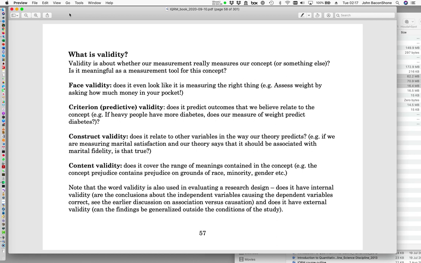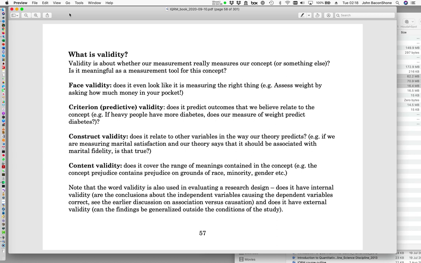The last one we're going to consider is content validity. So this is rather different. This is not quantitative in quite the same sense. This is more asking the question, does it cover the range of meanings contained in that concept? So for example, if we're trying to measure prejudice, then it should encompass prejudice on grounds of race, minority, gender, language, birthplace, and so on. So if it doesn't cover all of those, then it doesn't have high content validity.